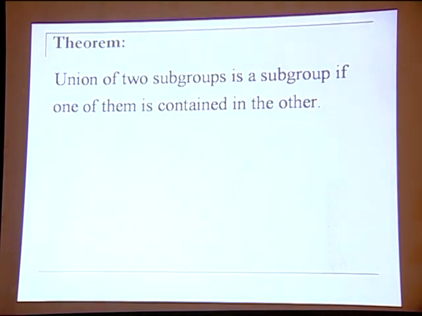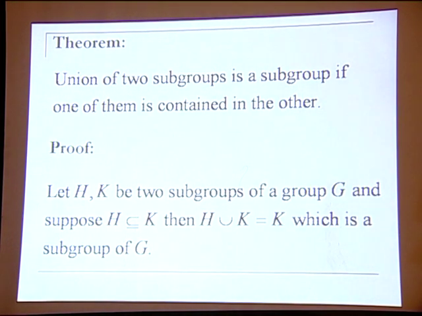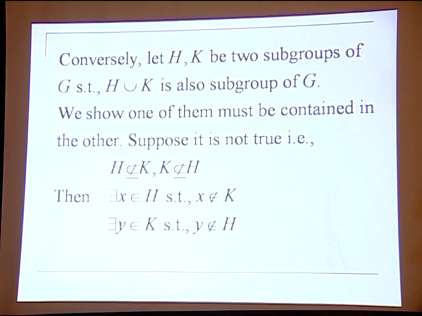Then union of two subgroups is a subgroup if one of them is contained in the other. Let H and K be two subgroups of G, and suppose H is a subset of K, then H union K is K, which is a subgroup of G. Conversely, let H and K be two subgroups of G such that H union K is also a subgroup of G. We show one of them must be contained in another. Suppose it is not true, that is H is not a subset of K and K is not a subset of H. It means there is one element in H which does not belong to K and another element in K which does not belong to H.